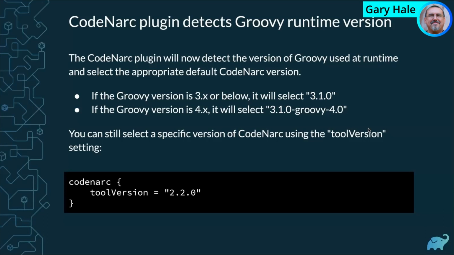So the first thing that we did here is that the CodeNarc plugin now detects the Groovy runtime version. The idea is that if you're just using the default CodeNarc version, it will detect whether the runtime version of Groovy is 3.x, and if so, it'll use the 3.1.0 version. If it's 4.x or above, it will now use the 3.1.0 Groovy 4.0 variant, and you won't have to worry about this. This only applies to the default, of course, so if you're using the tool version setting to configure your own version, you can still do that, and it doesn't have any effect on that.